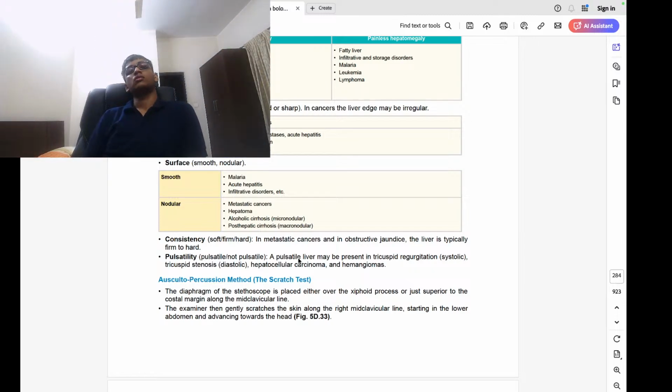So consistency, it can be soft, firm, or hard. In metastatic cancers and in obstructive jaundice, the liver is typically firm to hard. Pulsatility, it is either pulsatile or non-pulsatile. The pulsatile liver may be present in tricuspid regurgitation, which is systolic, and tricuspid stenosis, which is diastolic. Hepatocellular carcinoma and hemangiomas also can show pulsatility.